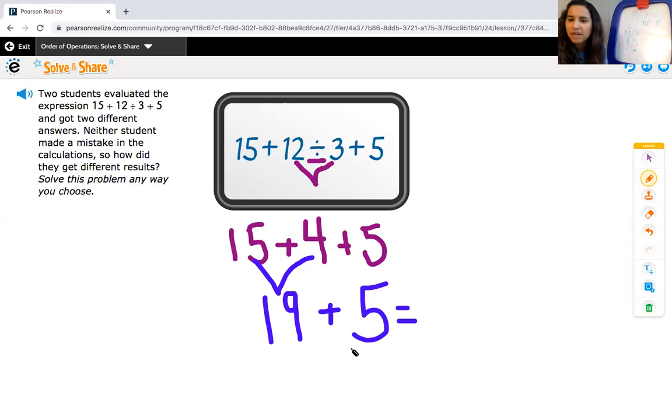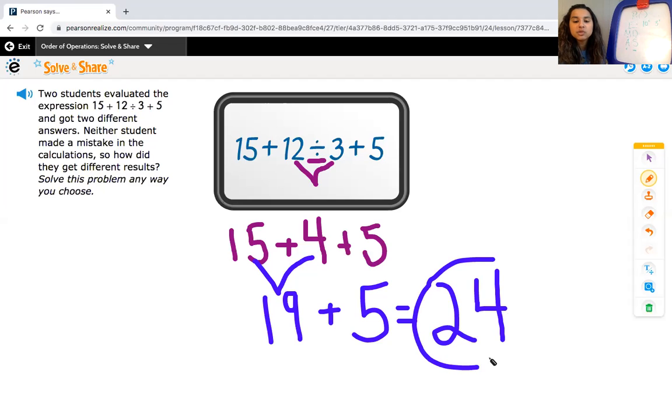Well, 20 plus 5 is 25. So 19 plus 5 must be 24. It helps if we use number sense when we add. Okay, so our answer here is 24, which is correct because we used the order of operation.